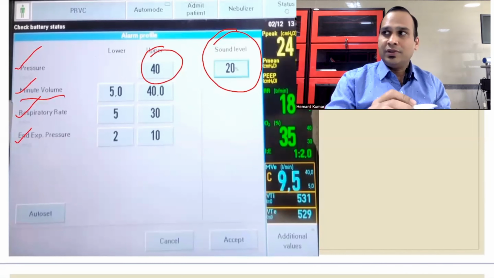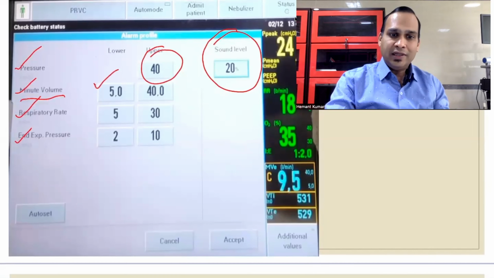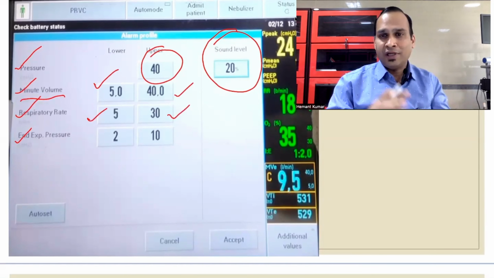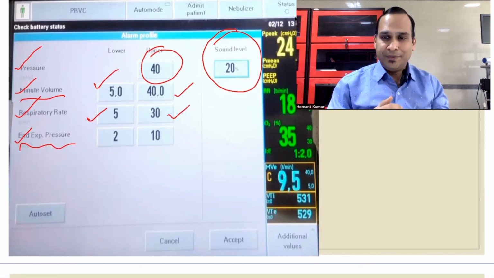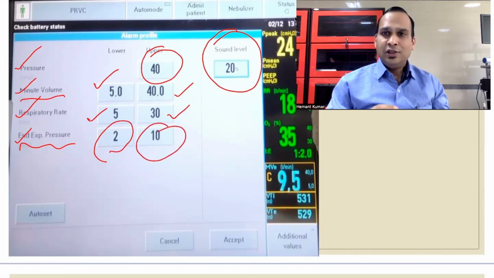Then minute volume. This is minute ventilation. We have to set the lower limit as well as the upper limit. Respiratory rate, lower limit and upper limit. The lower limit is important because once the patient is disconnected from the ventilator, the ventilator will alarm. And expiratory pressure. This is like a PEEP. So we have to set minimum and maximum. These are the settings we are supposed to do according to the patient profile.